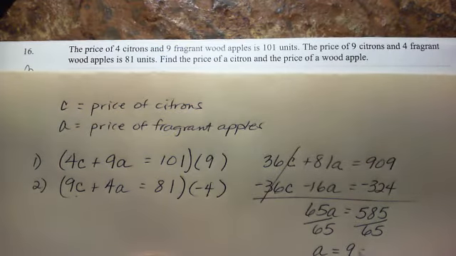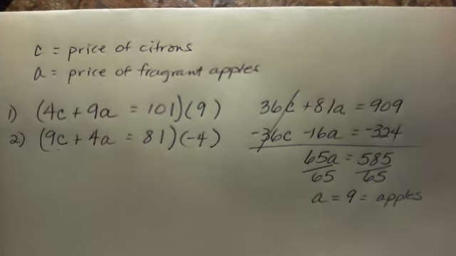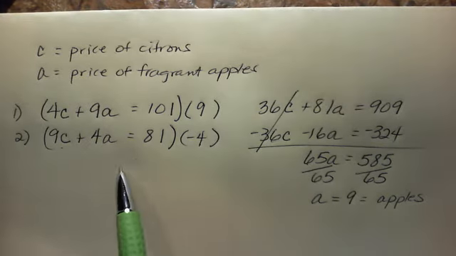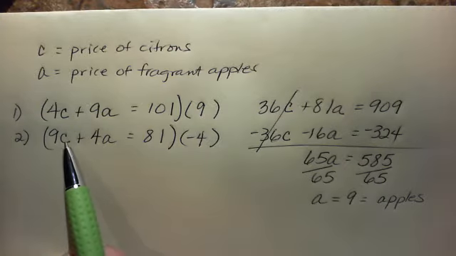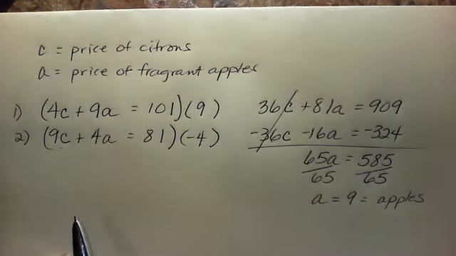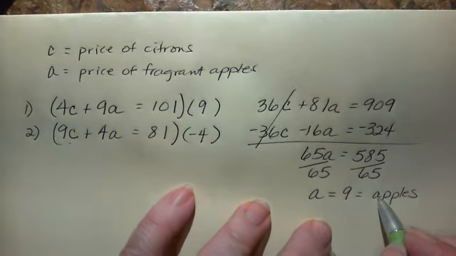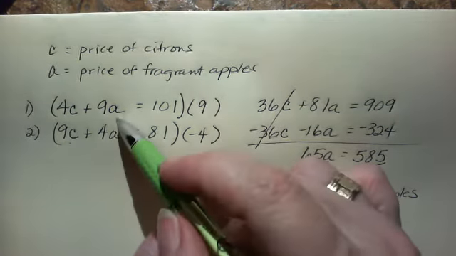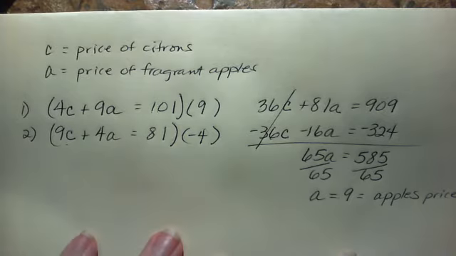And remember we let A stand for the apples, the fragrant wood apples. Now we have enough information to solve for C, the cost of the citrons, price of citrons. So we better be specific here. This is not a number of apples, right? We had 2 different numbers of apples. This is the price, the cost.